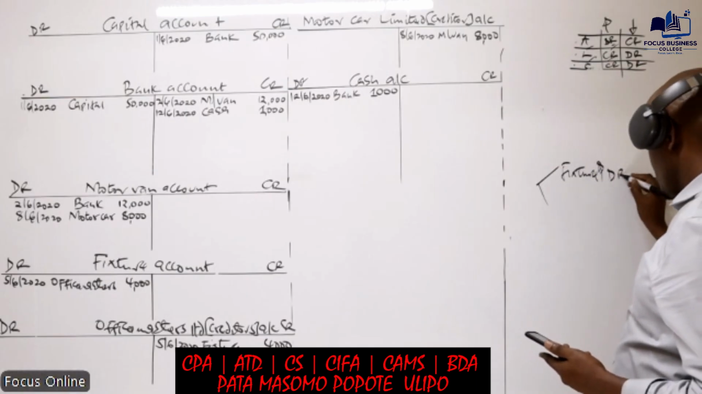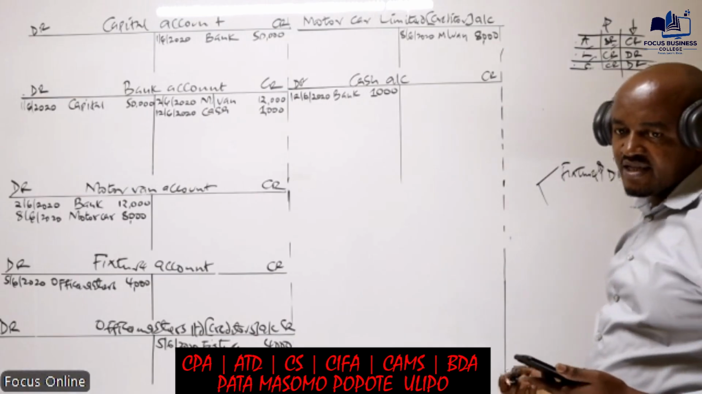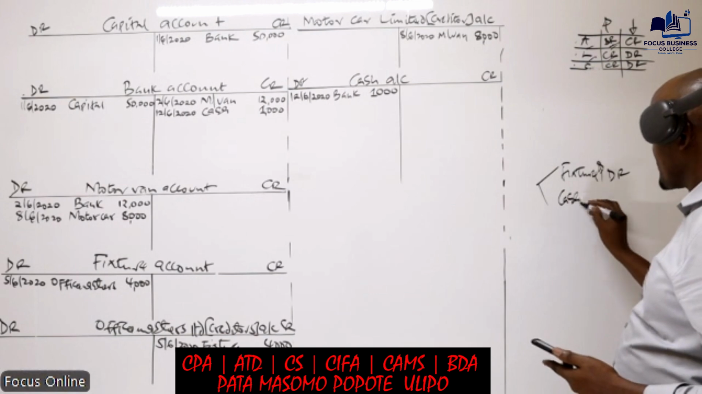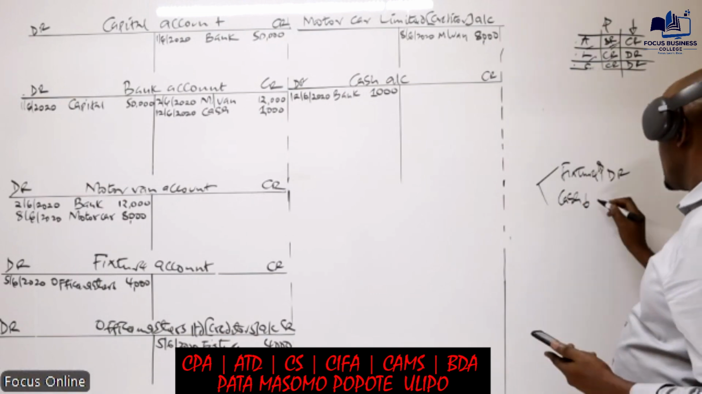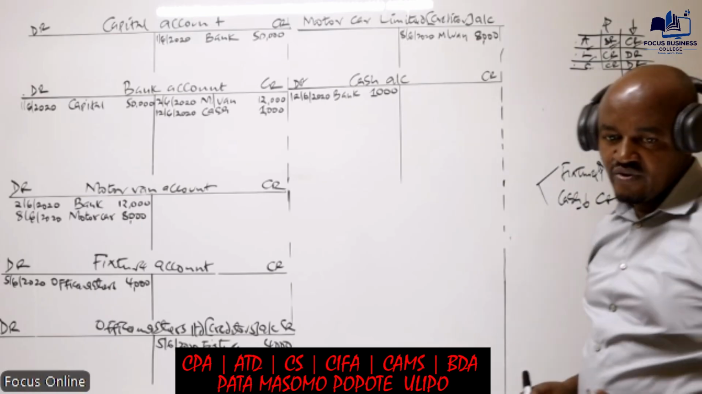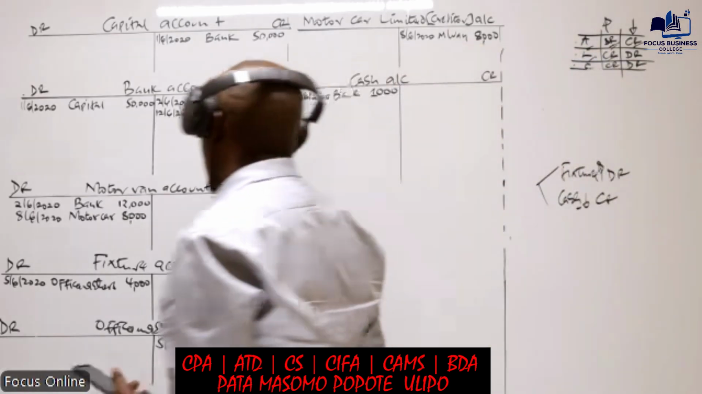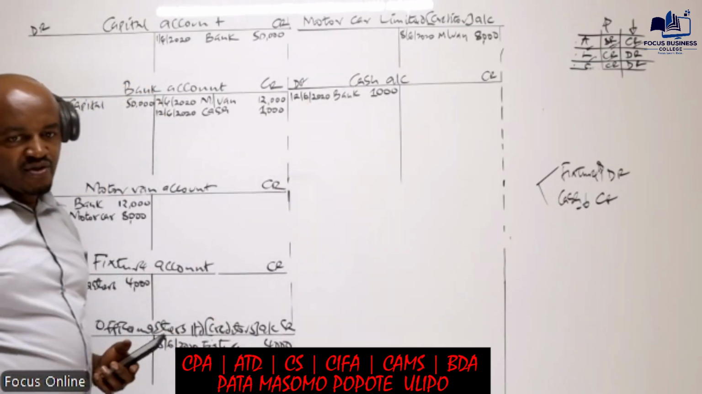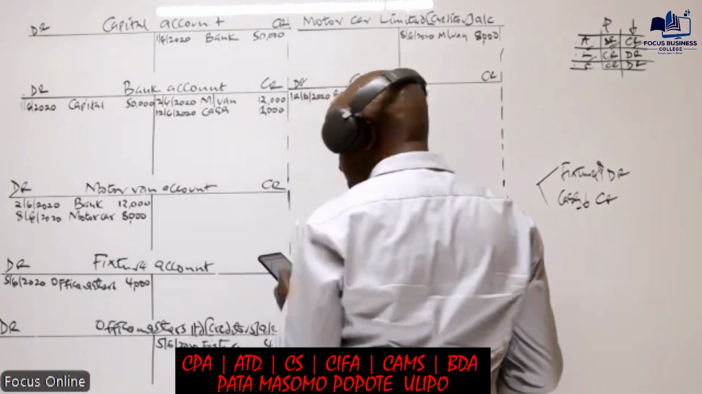So what do we do? We debit. Assets are increasing, as per our table here, we debit. Cash is reducing. This is an asset still. When the asset reduces, we credit. So do we have those two accounts? Yes. We already have the fixtures account and the cash account here. So we need just to post that transaction.